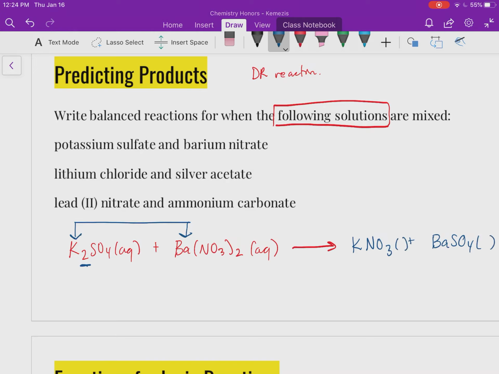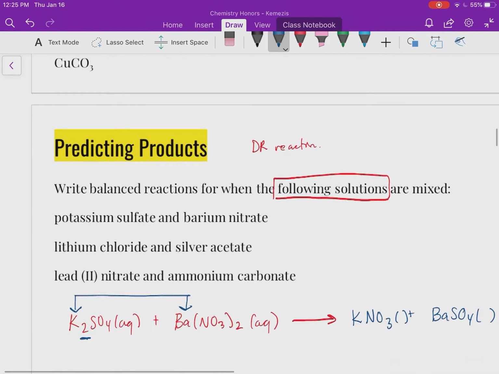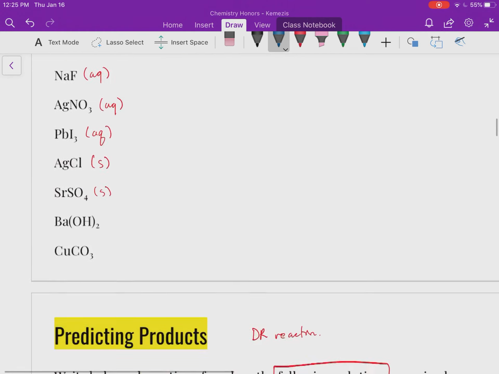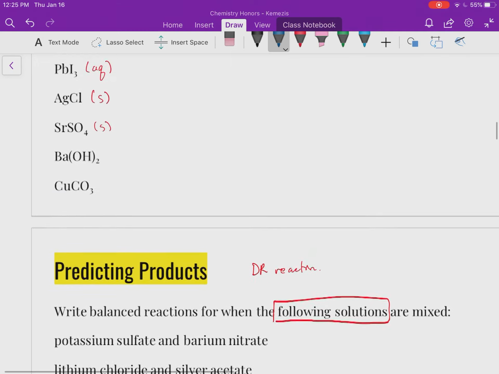Now, part of predicting our products is the prediction of the state of matter, because we need to see if we get a formation of a solid. So let's go back to our solubility rules. Our first compound is potassium nitrate. Potassium is an alkali metal, and all alkali metals are soluble, so this first one is aqueous. And then we go to barium sulfate.